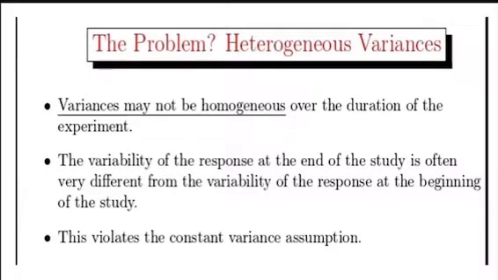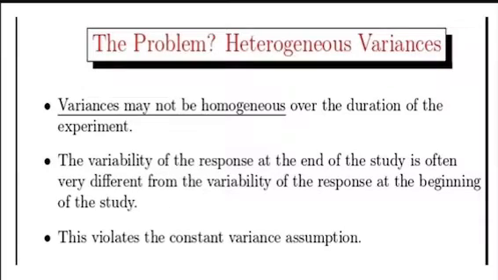Okay, now, do you know that it is not only the assumption of independence that will be violated when you are dealing with a repeated measure? The assumption of constant variance too will be violated. Maybe from one occasion to another occasion, the variance may not be the same. And that was why I said the variances may not be homogeneous over the entire duration.